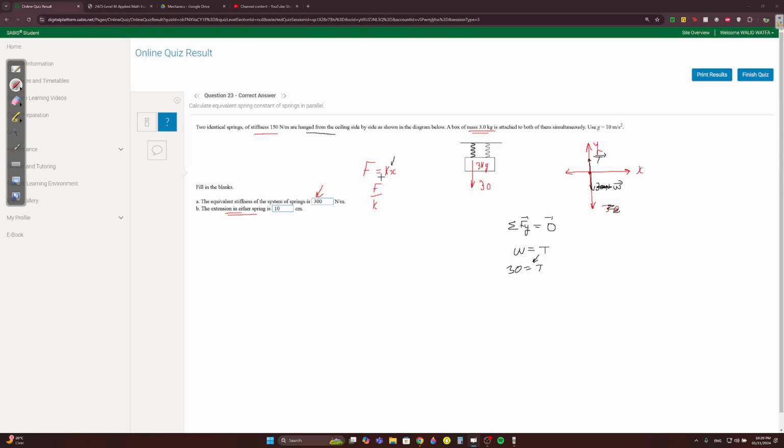Can you now find the elongation x? Yes, you know the force is 30, so x is going to be 30 divided by the spring constant. If you use 150, you're going to get it wrong. We have two springs. That's why they asked us in part A to find the equivalent stiffness, 300. And you're going to get 0.1 meters, which in centimeters is 10.